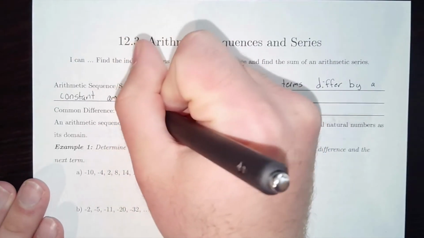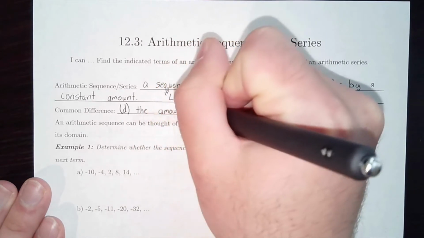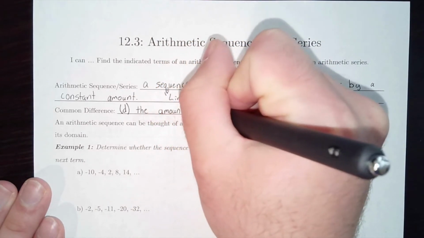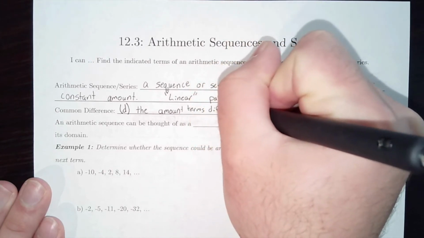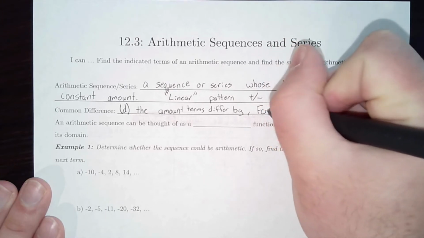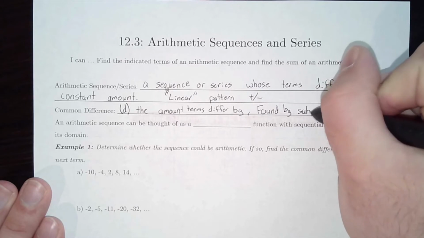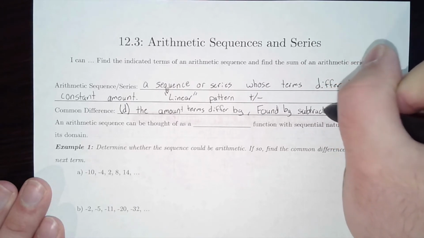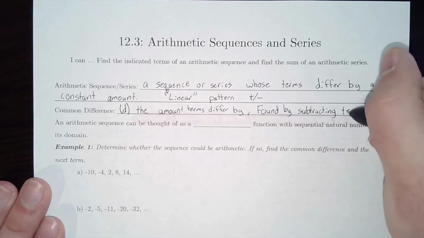This is the amount that terms differ by. It's called the difference because it can be found by subtracting. Again, difference means subtraction, so we're subtracting terms.